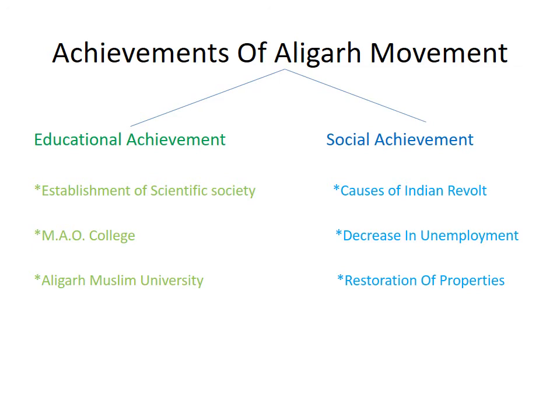Number 2 main point is social achievements. Number 1, Causes of the Indian Revolt. By writing The Causes of the Indian Revolt and Loyal Mohammedans of India, an effort was made to create goodwill between the Muslims and the British government, as difficulties of the Muslims were minimized. Number 2, decrease in unemployment. The ban on the employment of Muslims was relaxed. Number 3, restoration of properties. Properties of the Muslims confiscated after the War of Independence were restored to them.